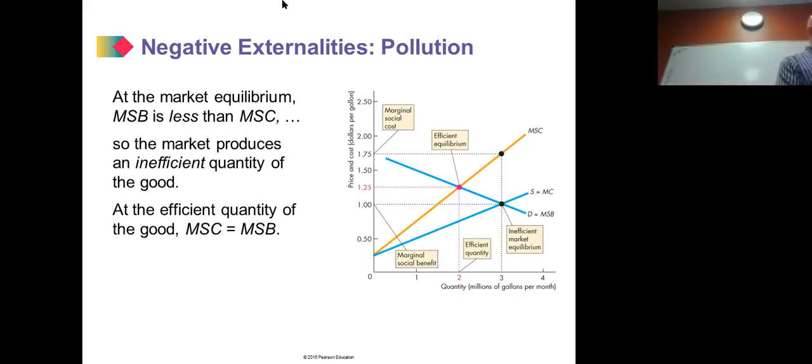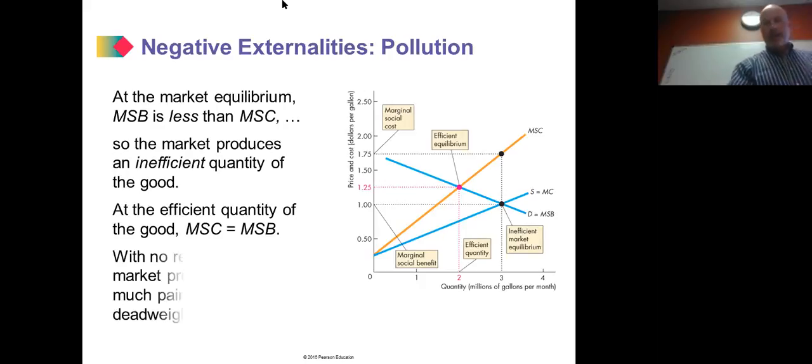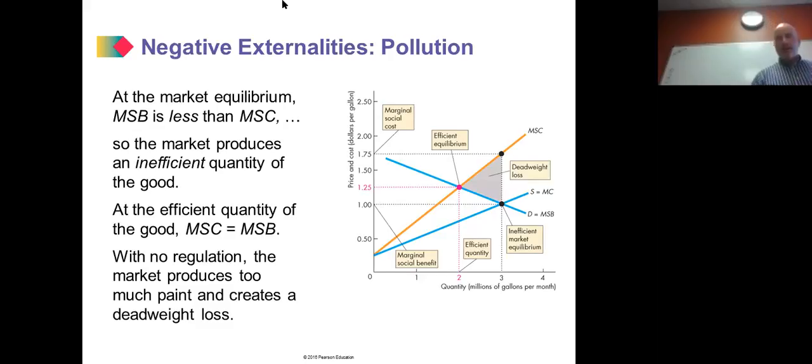All right, so we said that we are inefficient in market equilibrium. Market equilibrium, we said, was at $1 per gallon and 3 million gallons of paint per month. Where is the efficient equilibrium? $1.25 and 2 million gallons of paint per month. So we can look at the deadweight loss area created right here in the gray triangle.